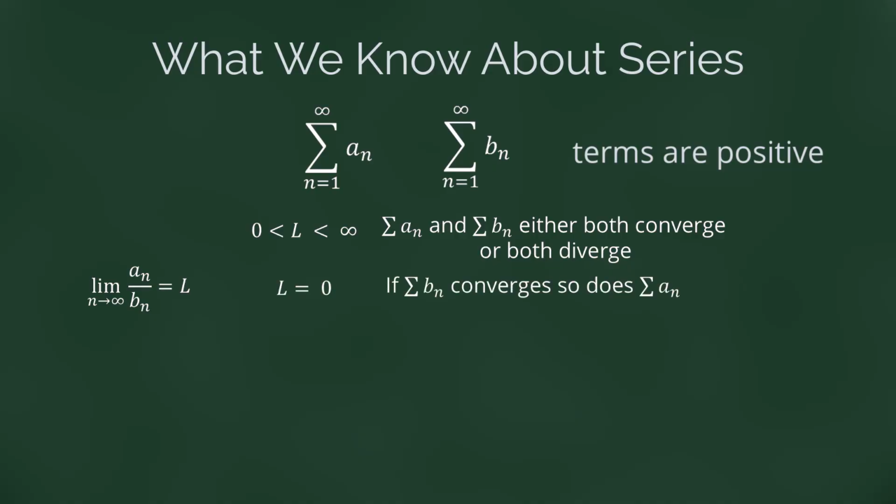If we're in the case where L is equal to 0 and b sub n is growing more quickly than a sub n, that tells us that if b sub n converges, so does a sub n. Lastly, if our limit is infinite, so that our b sub n's are growing more slowly than our a sub n's, then we know if the b sub n's diverge, a sub n must as well.